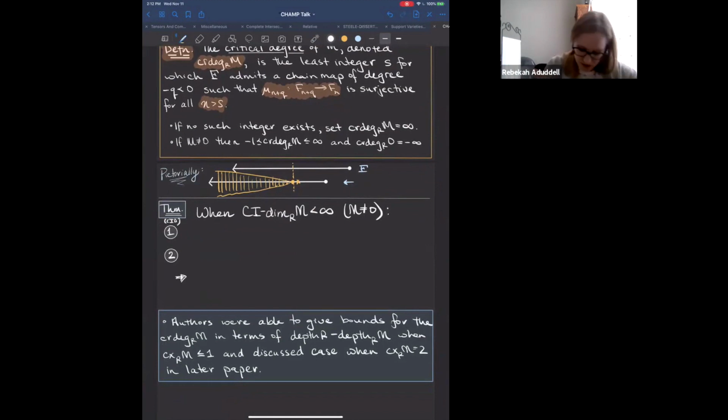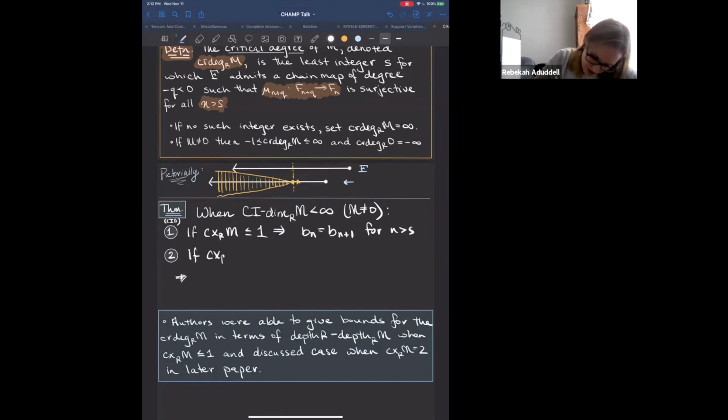This is in the CI dimension paper. We're saying, if the complexity of the module is less than or equal to 1, and this includes the case of finite projective or finite free resolution, then the critical degree would match the projective dimension of your module. But we don't see growth in the Betti numbers. They're just constant for n larger than s. s is the critical degree.